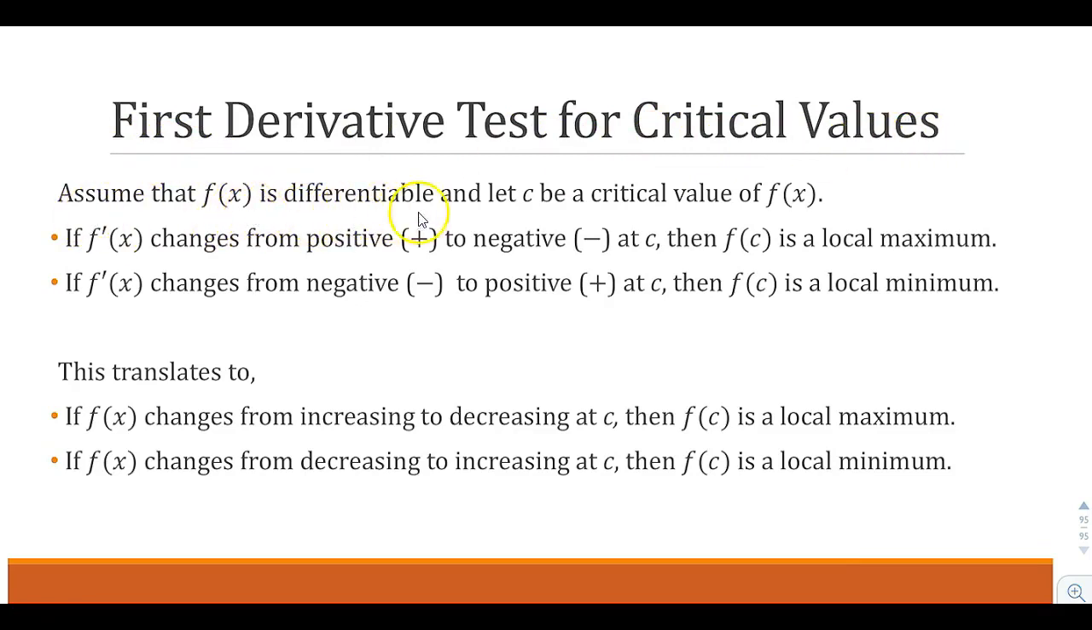We assume that f of x is differentiable and we let c be a critical value of f of x. If the first derivative, f prime, changes from positive to negative at c, then f of c is a local maximum. If f prime changes from negative to positive at c, then f of c is a local minimum. This translates to: if f changes from increasing to decreasing at c, then f of c is a local maximum. And if f changes from decreasing to increasing at c, then f of c is a local minimum.